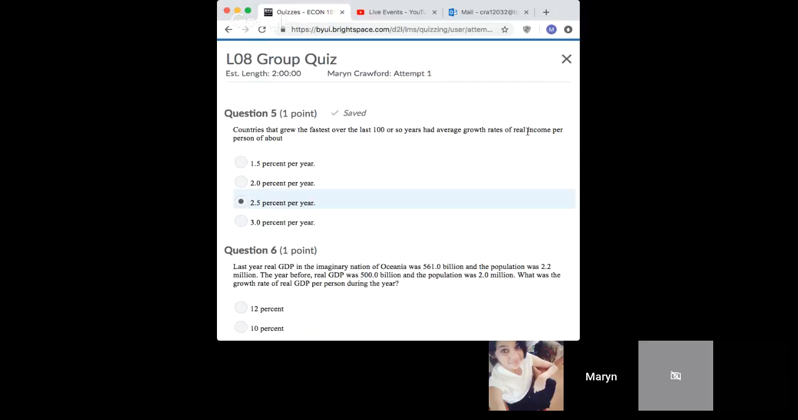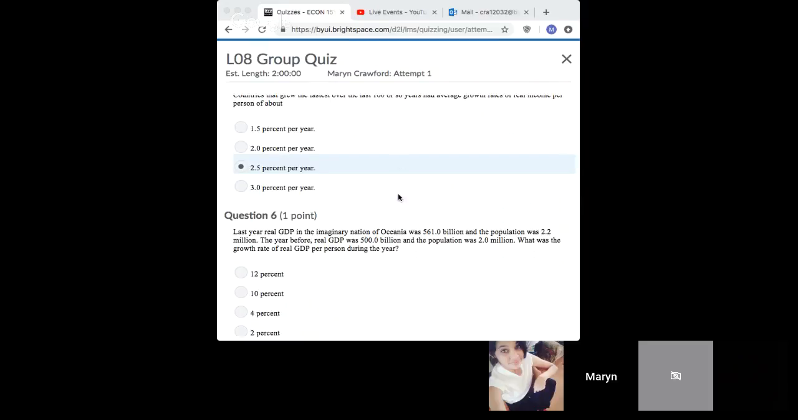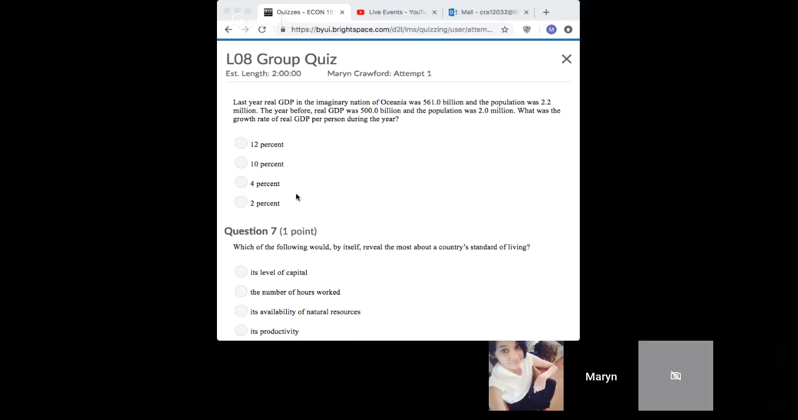Countries that grew the fastest over the last 100 years or so had average growth rates of real income. Yeah, I don't remember ever seeing an actual number in the book. That's what it looked like. Trying to see if I can find it again. Okay. If we're good with 2.5, we can move on. Yeah, I'm pretty sure that one's 2.5. Number 6, I got 2%. Yes, so did I.